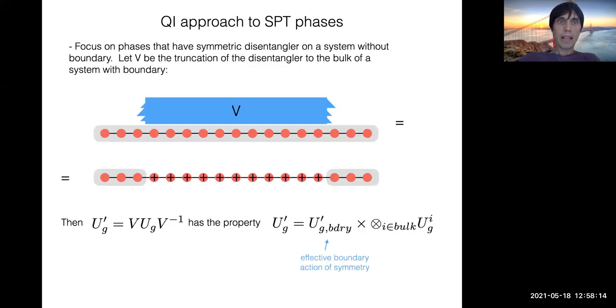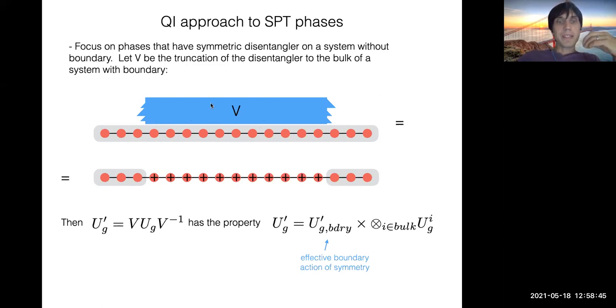The last thing I want to say is, if we do focus on phases which have a symmetric disentangler, so again, the gates of the circuit might not be symmetric, but the operator overall is symmetric, then it turns out that we can make quite a bit of progress in classifying such phases, which include all the so-called famous group cohomology phases, by studying properties of this disentangler.